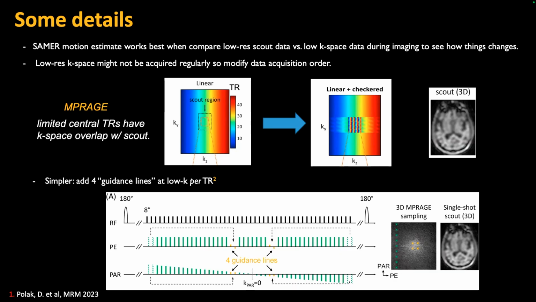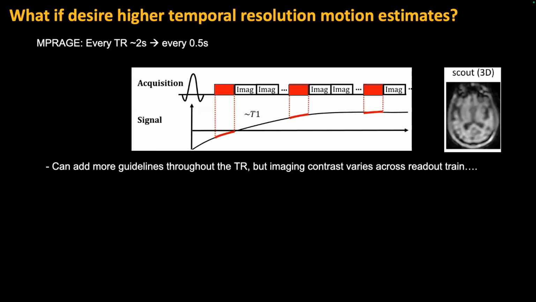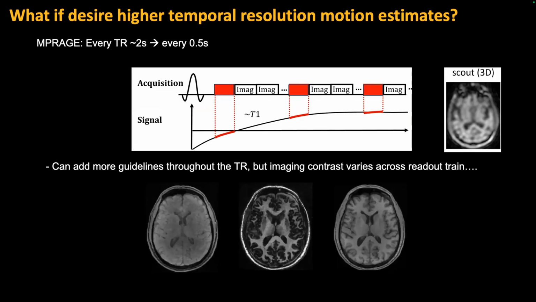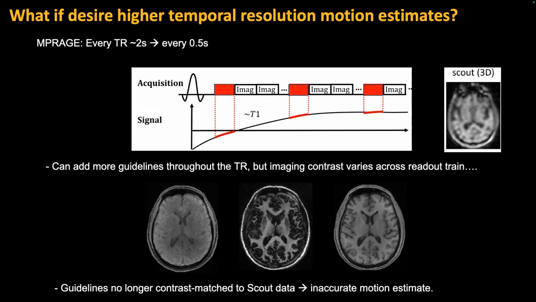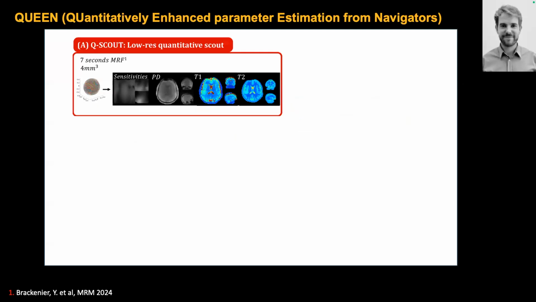So what happens if we want to go to a higher temporal resolution of motion estimation? We may be able to add these guided lines throughout the whole volume acquisition. The problem is that the contrast changes because the signal evolves over time. So your guided lines compared to the scout data are not going to be that good because the contrast mismatches, and you can't estimate the motion that well. So we have a way to fix this now.